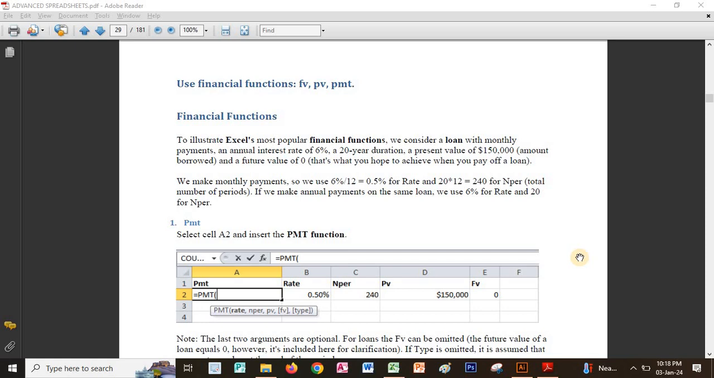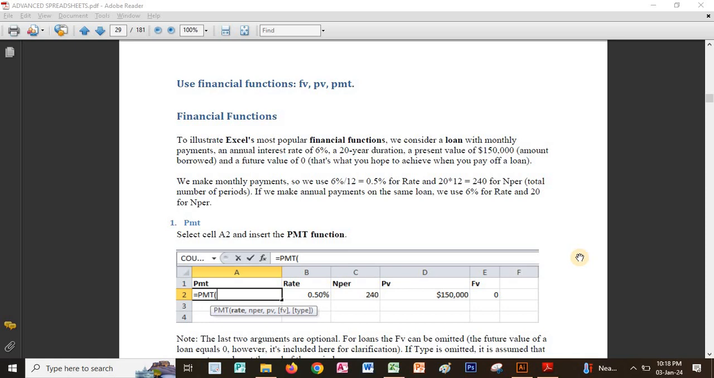Now I meant to say that 6% is the rate, so you divide that by 12, so that is going to be the rate 0.5, and the number of years is 20, you multiply that by 12, so 240 is the number of periods. And if we make annual payment, then we would use 6%. You are not going to divide that by 12, and you are going to use 20. You are not going to multiply that by 12.